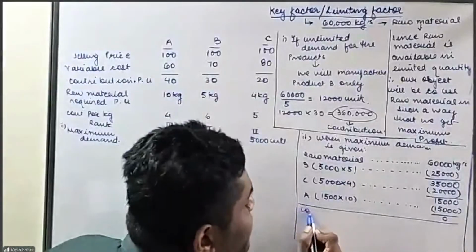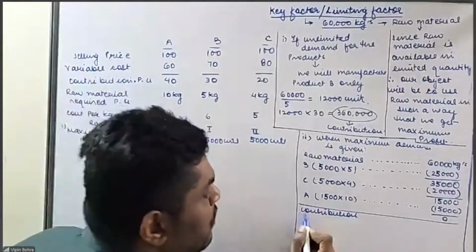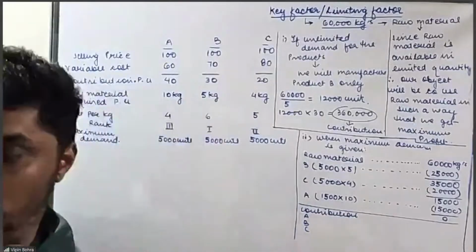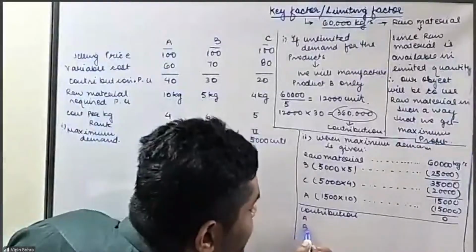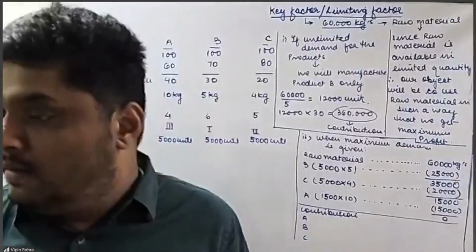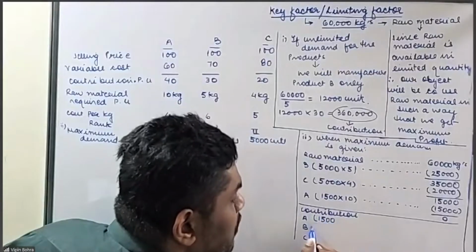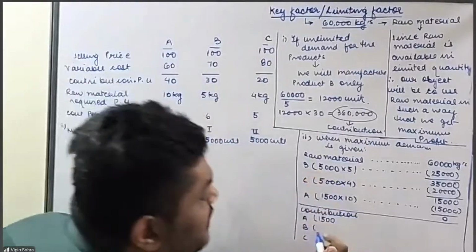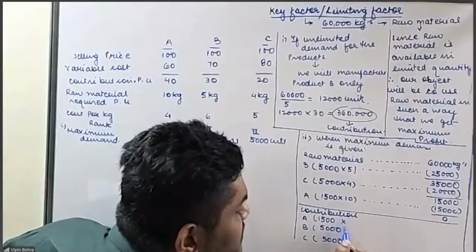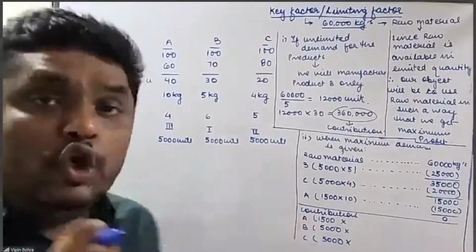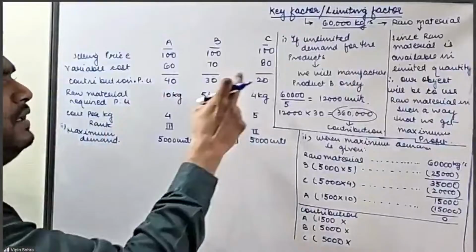So we can say, if we want to calculate the total contribution of A, B, and C: A, how many units manufactured? 1,500. B, how many units we manufactured? 5,000. C, how many units we manufactured? 5,000. These are the units manufactured, into the contribution per unit of 40, 30, and 20.